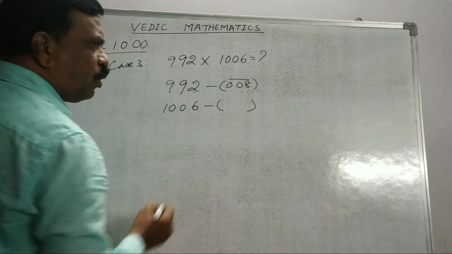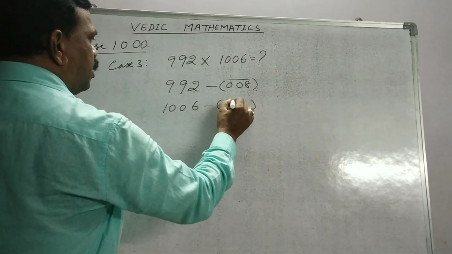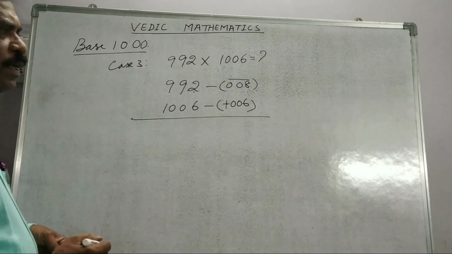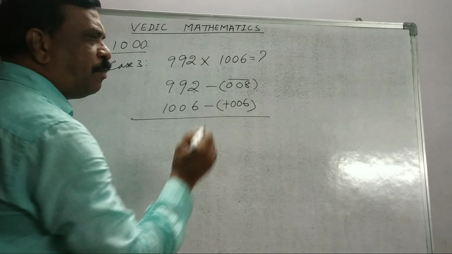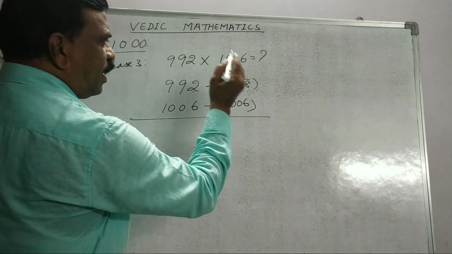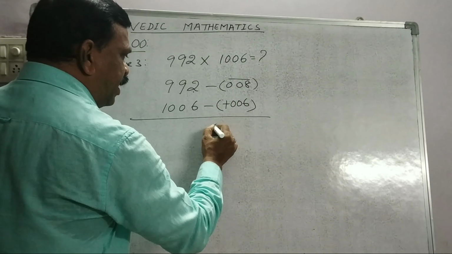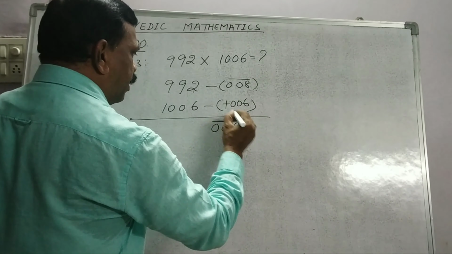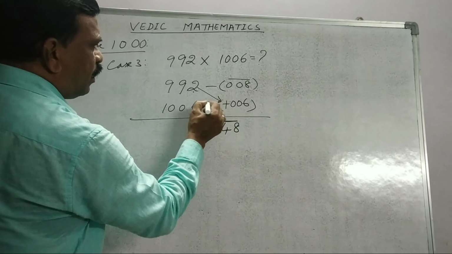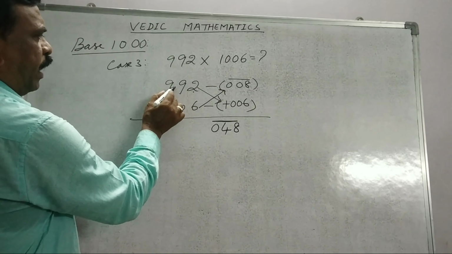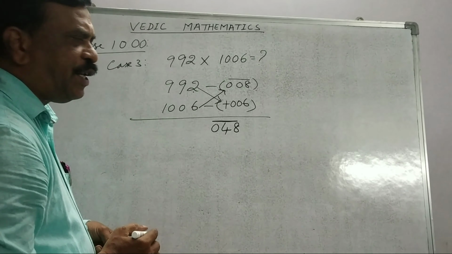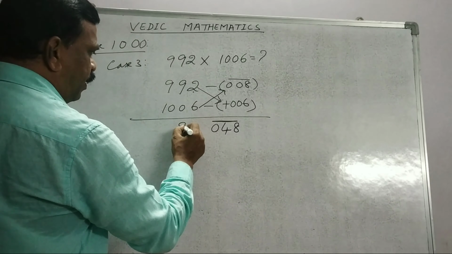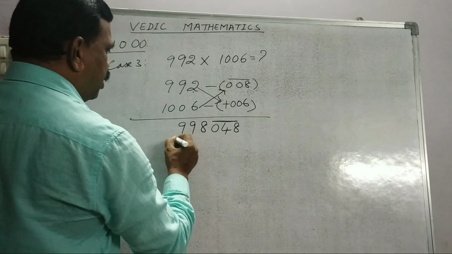So this is a negative number because it is less. Here we get 006. Now right hand side we multiply the numbers, you know that. So here plus into minus will become minus. So 6 8s are 48, but we write 3 digits here, 0, 4, 8. So these 3 digits are a negative number. Now to get the left hand side answer, diagonally we go. 992 plus 6, 998, or 1006 minus 8, same, 998. This is what we get.